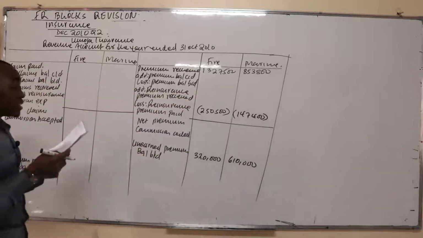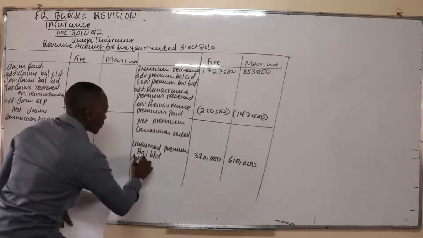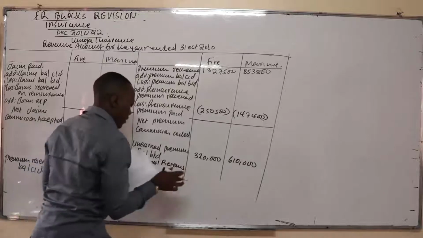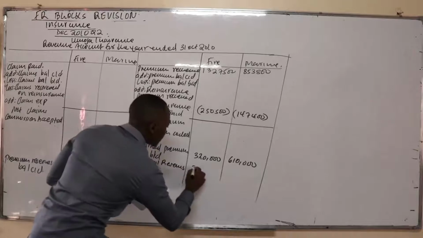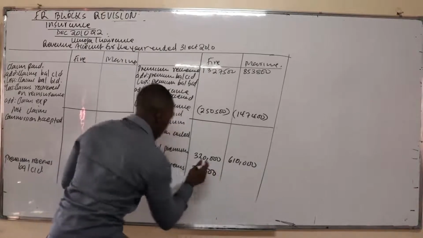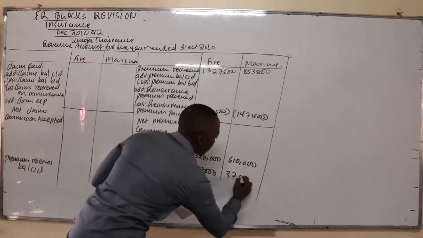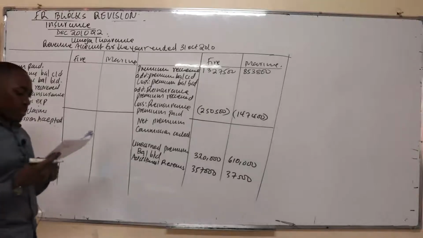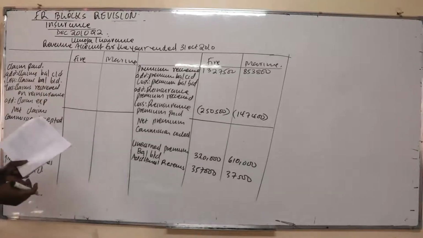Then we have additional reserves. Those are the additional reserves balance brought down, with amounts of 357 and the other one was 37,500. Then we have furniture and fittings, accounts receivable, bank balance, cash in hand, outstanding claims. Those are the claims balance brought down.